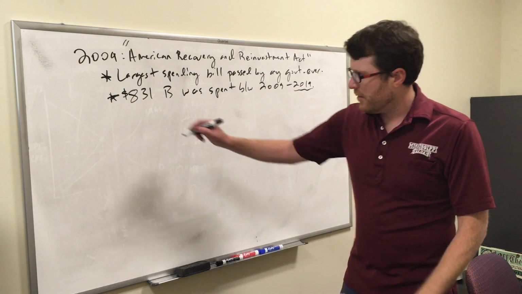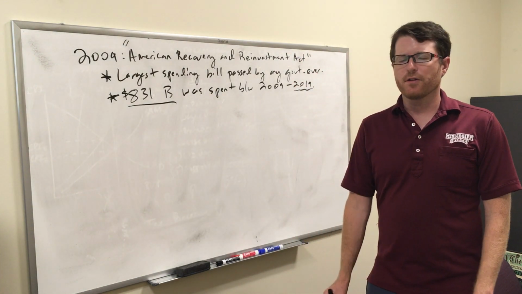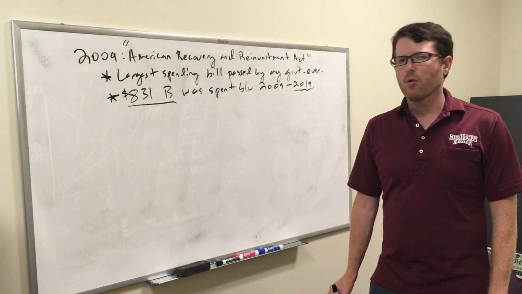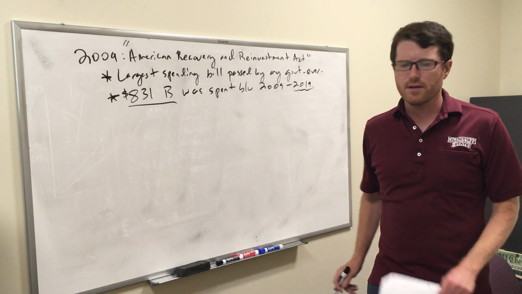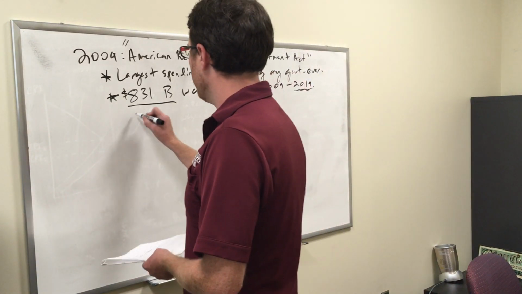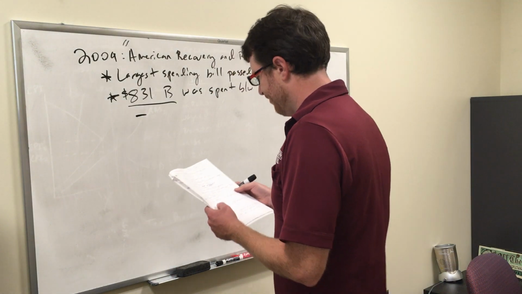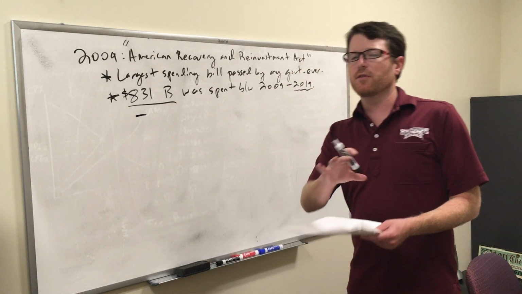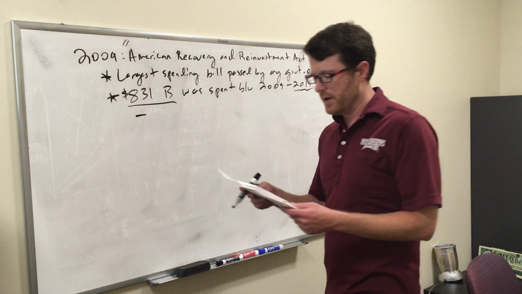So the plan was to spend about $831 billion. They may end up spending more or less. We'll see after it's all said and done. And there's a tremendous amount of projects here. Just to give you some examples, okay? These are just examples. There are tons of things that money was spent on.